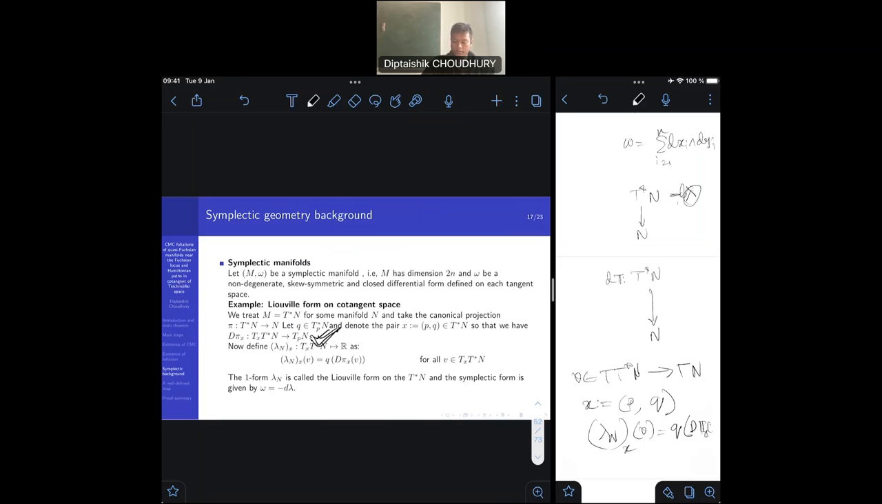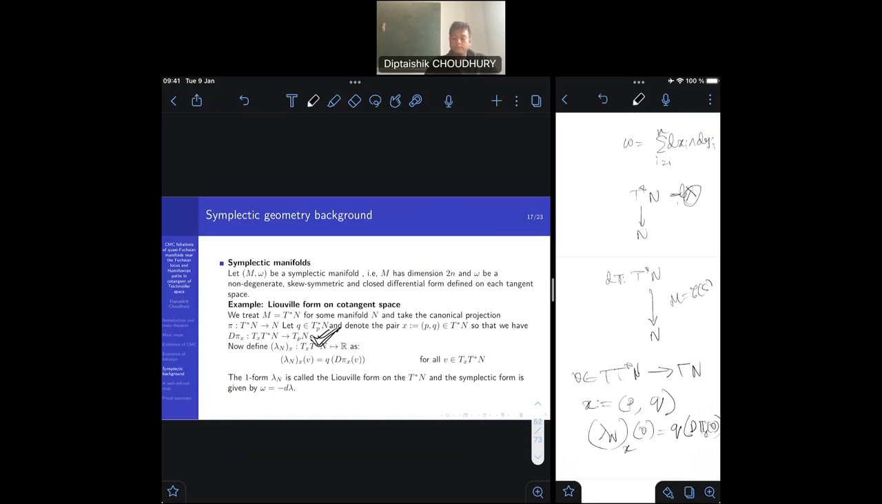So basically, this is the duality pairing giving you the isomorphism between the tangent and the cotangent spaces as well. And yeah, this is the Liouville one form, and the symplectic form that you get is given by taking minus d lambda.